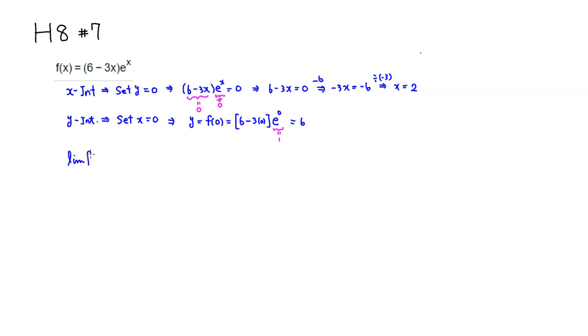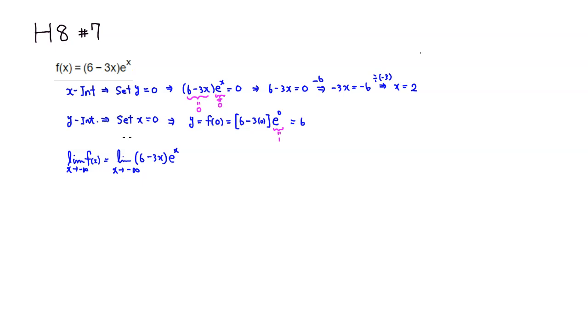If x goes to positive infinity, e to the infinity is going to be infinity, and this is going to be negative infinity, so it's going to be a negative, really big number. But here, if x goes to negative infinity, you have the limit of 6 minus 3x times e to the x, right? As x approaches negative infinity.